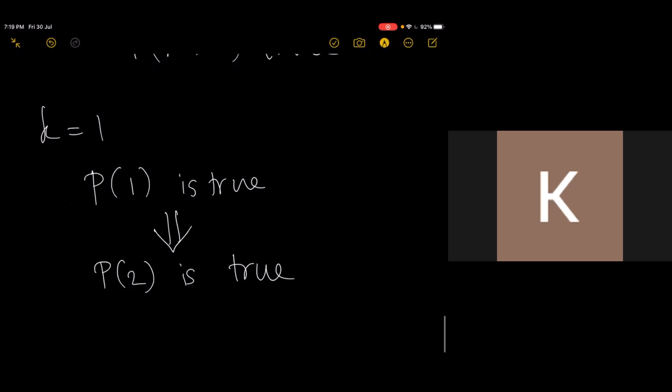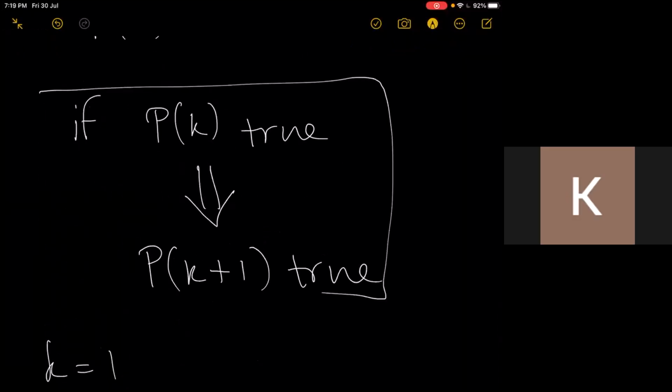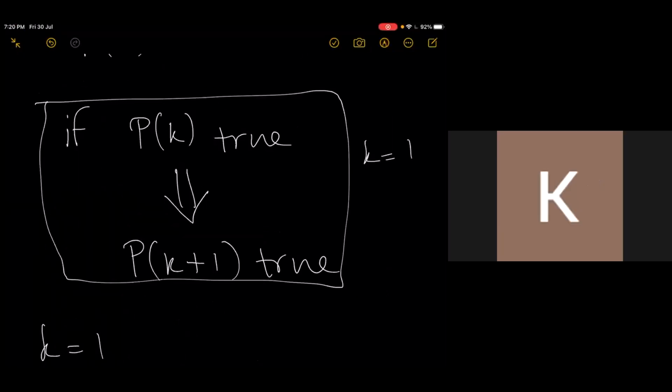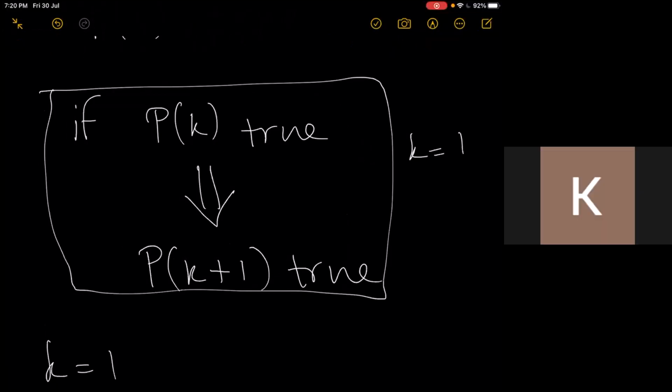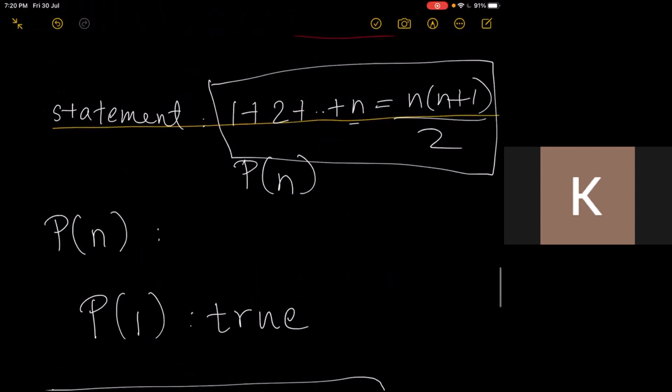Everyone understood this? Why P2? So we proved this, right? This much you understood? If Pk is true, then Pk plus 1 is true. So if I put k equal to 1, what will happen? If P1 is true, then P2 is also true. Basically, if it is true for n equal to 1, then it is also true for n equal to 2, if you don't want the P notation. Is the P notation a bit confusing for you all?